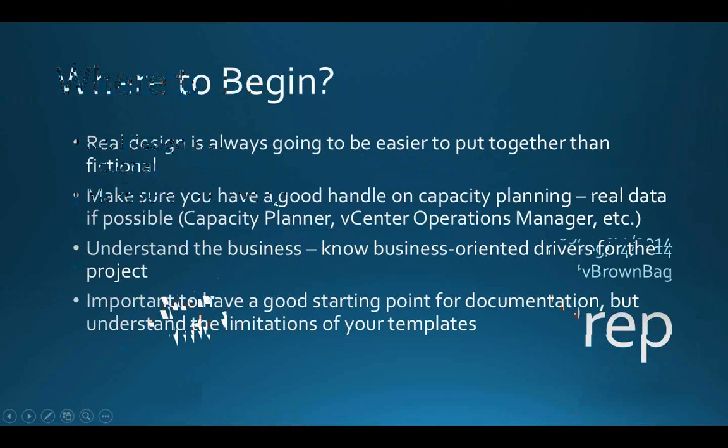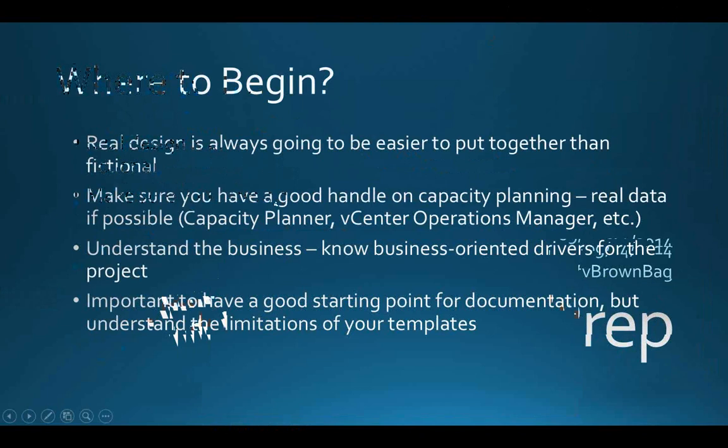Make sure you have a good handle on capacity planning. This is something that I ran into with my design, since it's one that I did a few years ago when I was still a customer. So I don't have hard and fast capacity planner data or VCOPS based data, or whatever you're using to do your capacity planning. If you can have that data on hand, whether it's a design that's already been completed, or one that you're working on now, it makes going forward and doing sizing and stuff like that a whole lot easier.